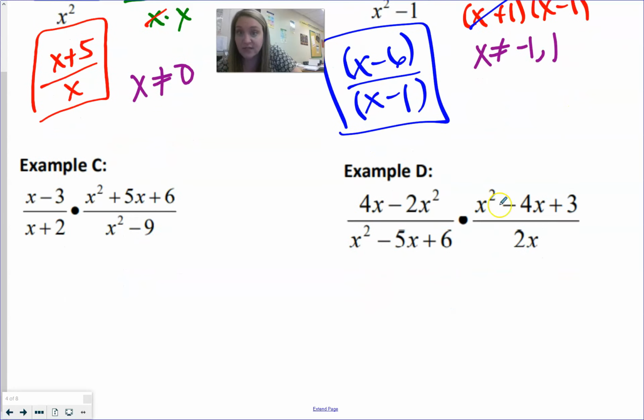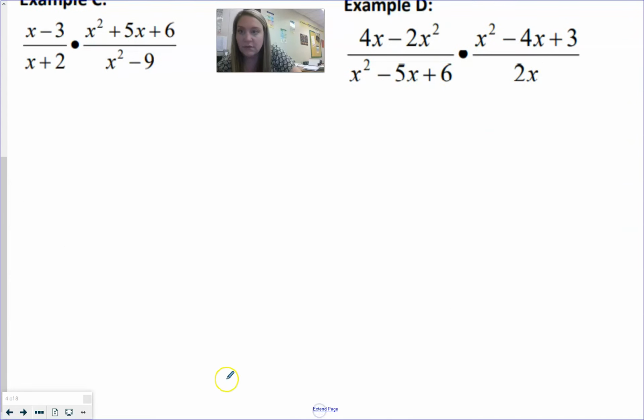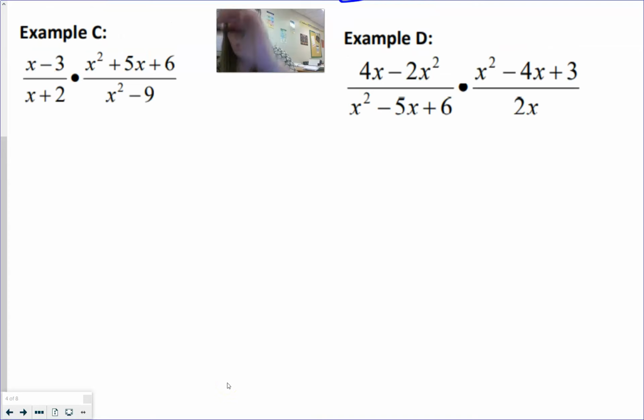Okay, here we go. Let's start multiplying. So when we multiply, we're just doing more simplifying. We're going to factor everything out, just like I did with my fractions with numbers, and cancel out common pieces. As long as it's on the top and on the bottom, I don't care if it's left or right, we can cancel it out. So here, my example C, x minus 3 is already done. I can't do anything else with that. I like to put parentheses around it so I know it's a factor. And then I still have x plus 2 down here.